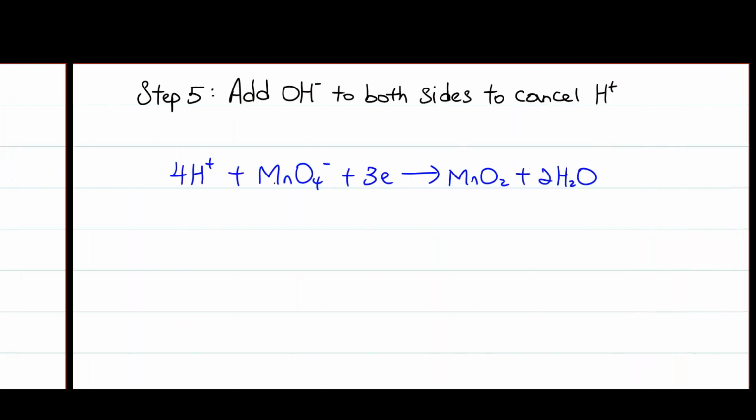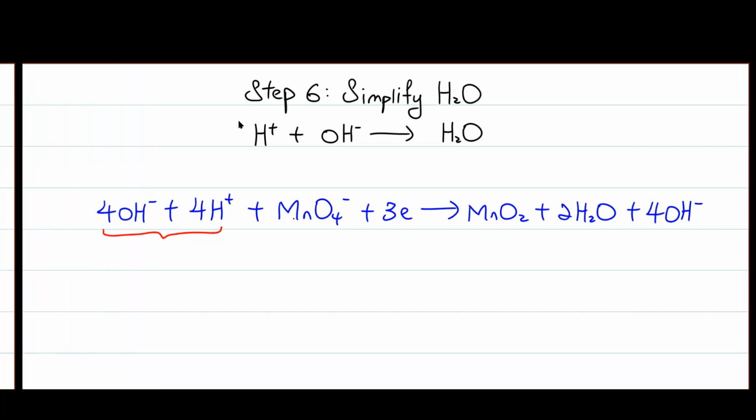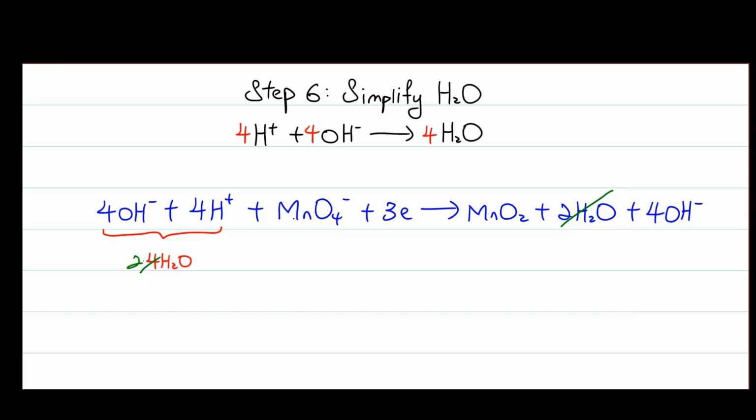There are 4 hydrogen ions on the left, so I add 4 hydroxide ions to both sides. That is the key alkaline step. The purpose is to cancel the hydrogen ions and replace them with water. On the left, 4 hydrogen ions and 4 hydroxide ions combine to form 4 water molecules. Now, there is water on both sides, so I simplify. Since there are 2 waters on the right and 4 on the left, I cancel 2 from both sides. That gives the final alkaline half equation.